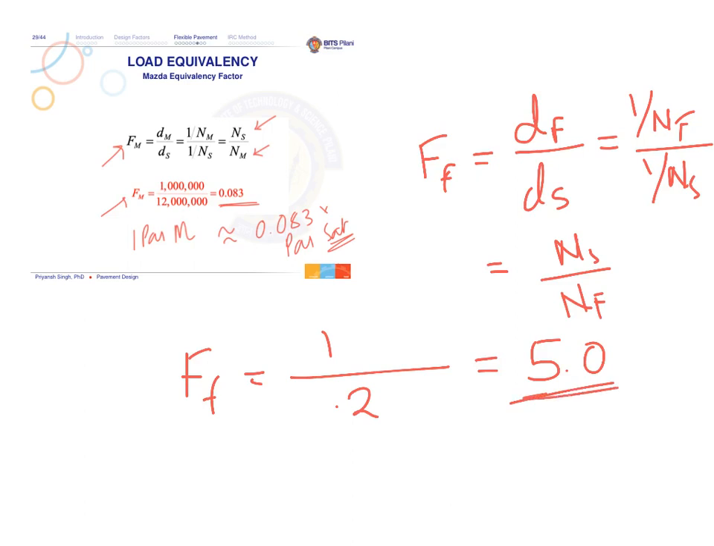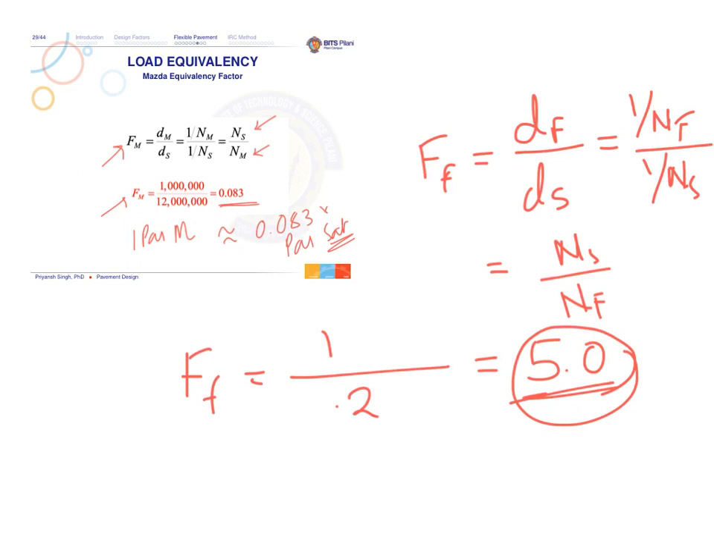What does it mean? It means that one pass of the Ford is equivalent to 5 passes of a standard vehicle. So if you want to convert the 0.2 million passes to a standard vehicle's number of passes, you can multiply this factor with the number of passes of Ford, and this will convert the Ford's number of passes into an equivalent number of passes by your standard vehicle.